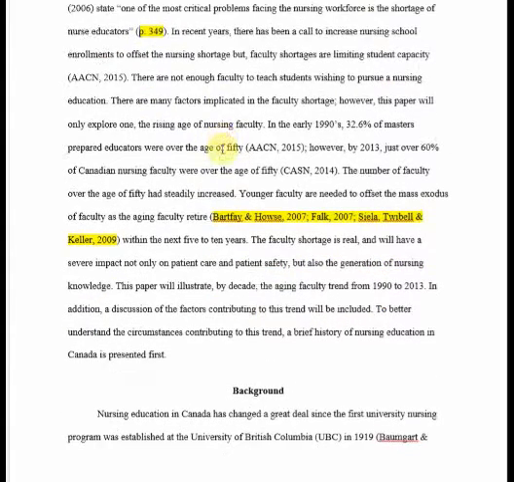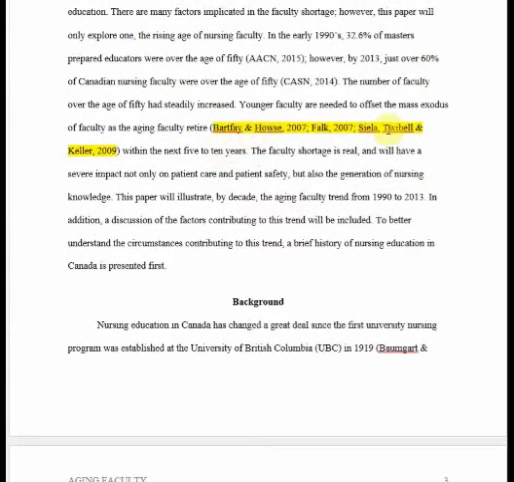Now, further on in this paragraph, I used three different authors, three different publications actually, to support the statement that I used, because I wanted to give it more strength. So I put them in alphabetical order, just the way you see them.